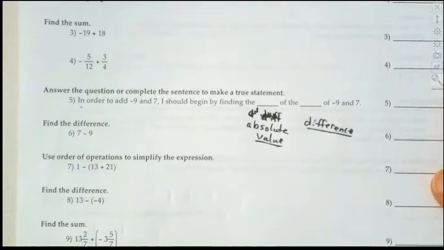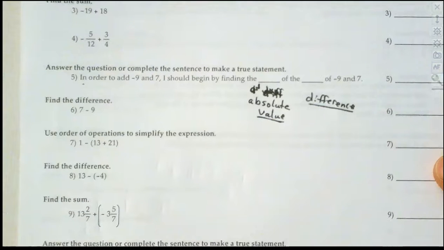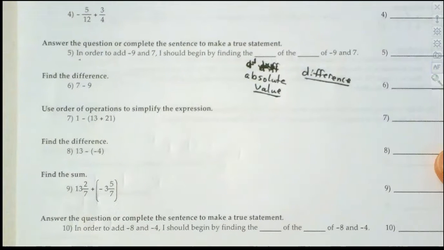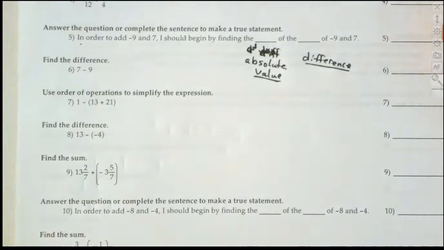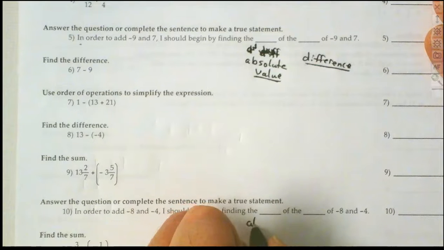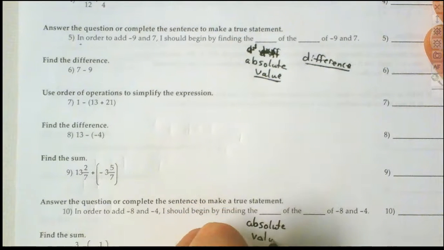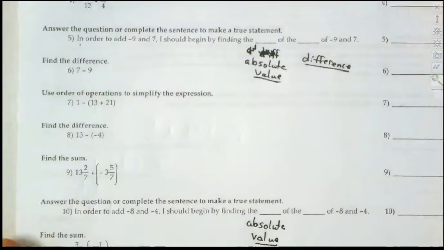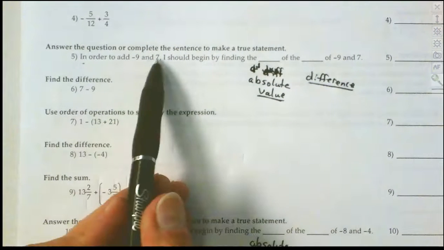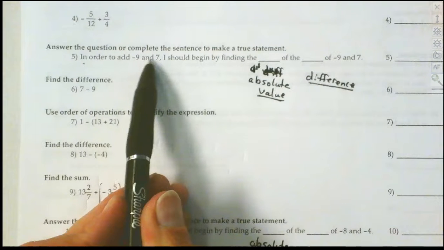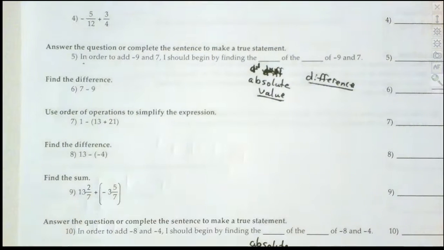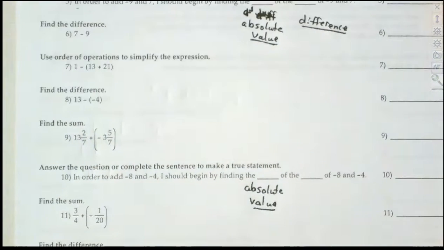There's a couple more of these. Question 10, though. Very, very similar. So we first do the absolute value. Now, what are we going to work with on question 10? Now, on question 5, we found the difference, right? Because they were different signs, so we had to find the difference. But what about question 10?